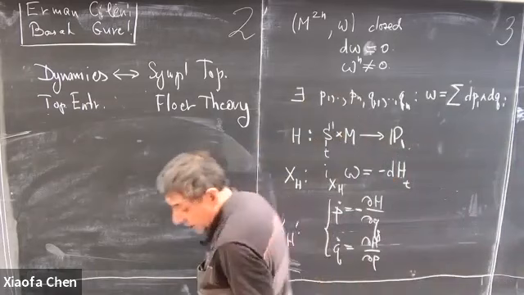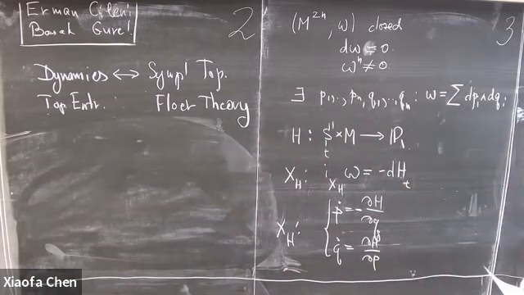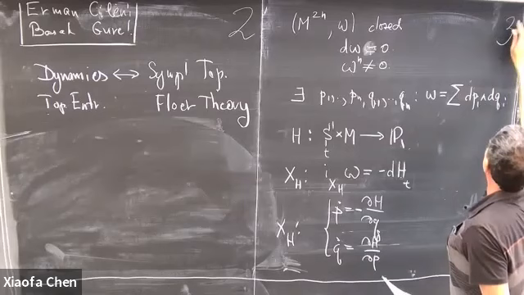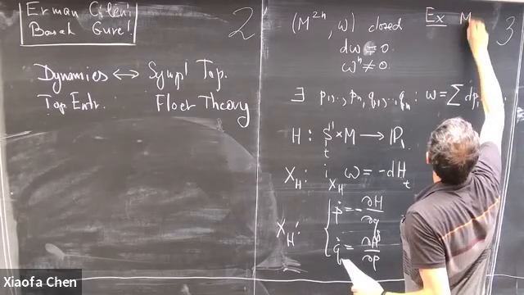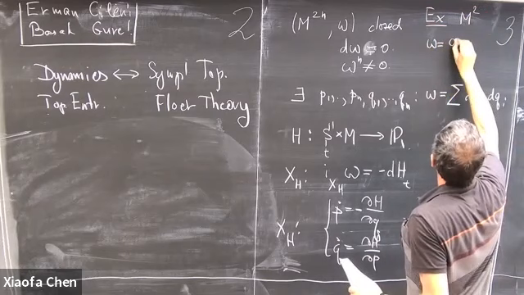So this whole setup generalizes the setting of classical mechanics. An example here would be, for instance, we can take a surface with an area form.